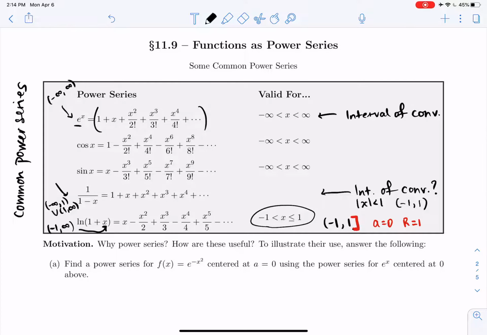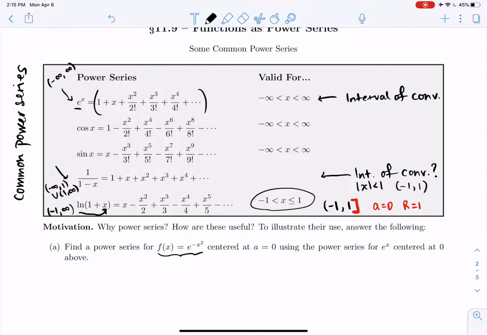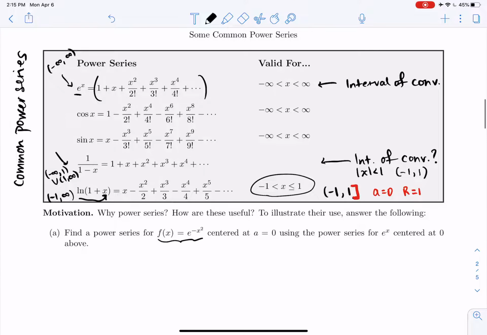All right, here we go. So what we're going to do is start with a weird function, e to the -x squared. And we're going to create a power series for this weird function using one of our common functions' power series. So e to the x, we already know from above, because I'm telling you and I've asked you to believe me for now. We'll build this in the next section.